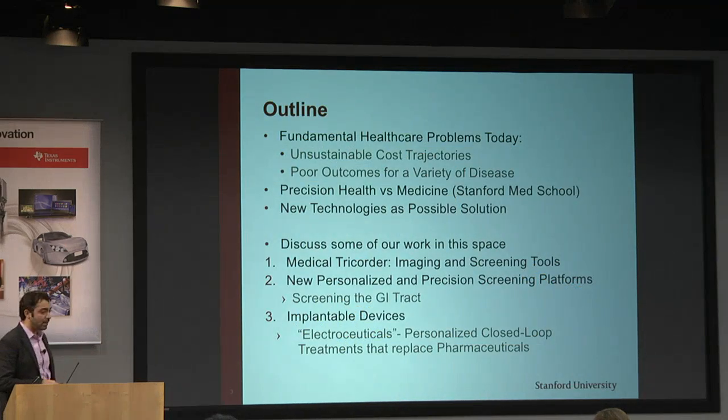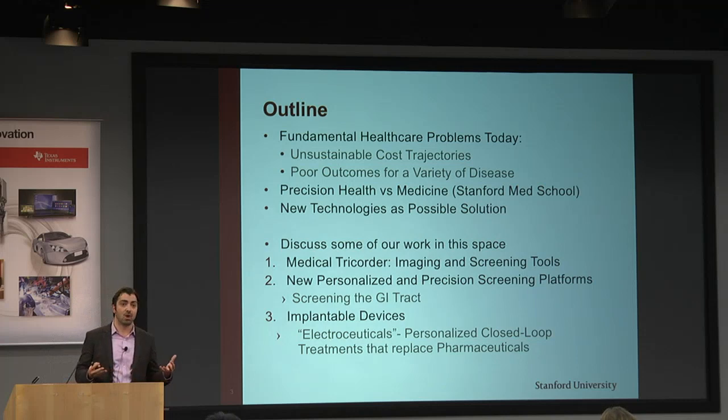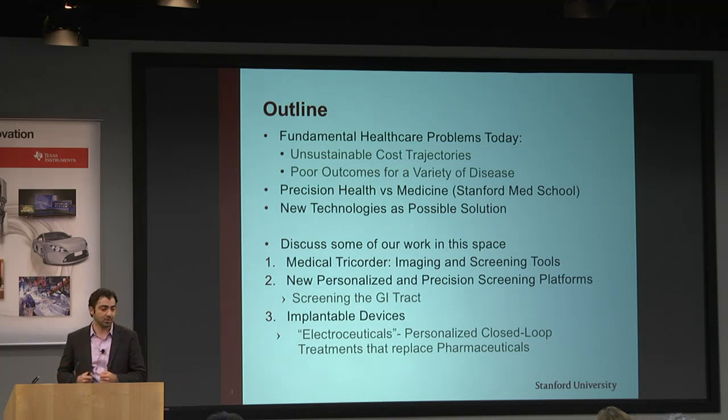In the outline, I'm going to start by discussing cost trajectories as a big crisis. I'll also talk about poor outcomes for a variety of disease states. These are the fundamental problems of healthcare today. Then I'll talk about what Stanford Medical School calls precision health versus precision medicine, what their vision is and how technology can fit into it potentially. And finally, I'll talk about new technologies and some of the work we're doing in my group to address some of these problems.